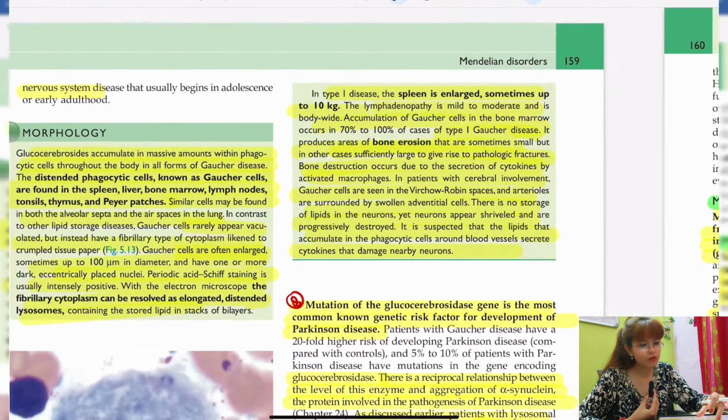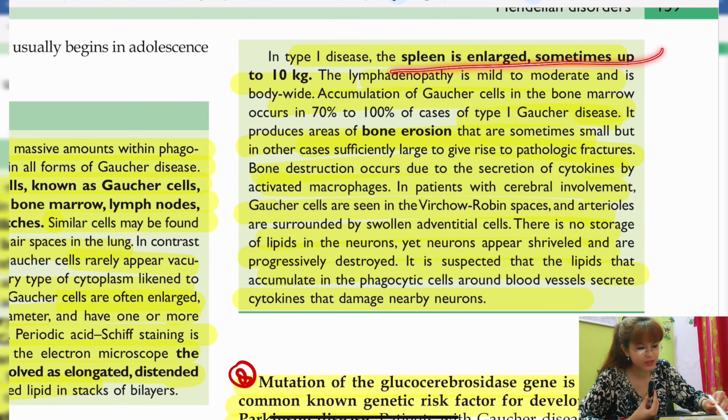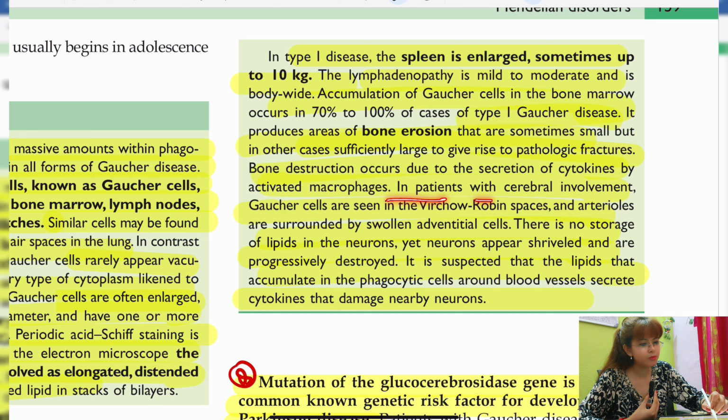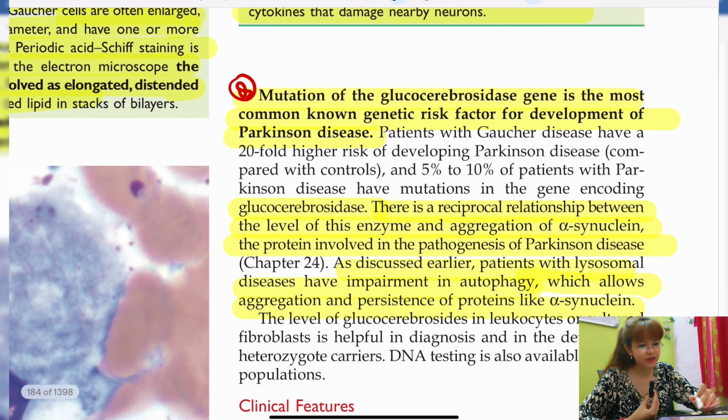In type 1, obviously the spleen is enlarged, as I mentioned, because the phagocytic system is involved. Lymphadenopathy is present here, and it also produces bone erosion, sometimes large enough to cause pathologic fractures. The bone destruction occurs due to secretion of cytokines by the activated macrophages. In patients with cerebral involvement, the Gaucher cells are seen in the perivascular Virchow-Robin spaces and the arterioles, which are surrounded by swollen adventitial cells. This is a very, very important point.